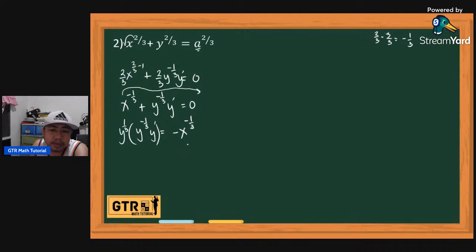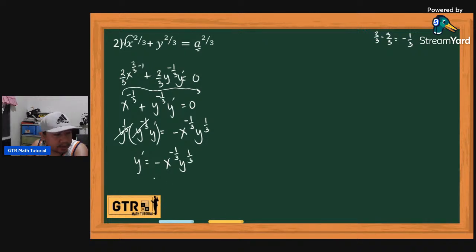Okay, so we can use the quotient law. Or if we want to use the product law, for me, product law is easier. So we can multiply both sides by y raised to 1/3. So when we add this, y raised to 1/3 times y raised to negative 1/3, so 1/3 minus 1/3, that is y raised to 0, or that is equal to 1. Okay, so that will give us the same answer. So y prime is equal to negative x raised to negative 1/3 y raised to 1/3.